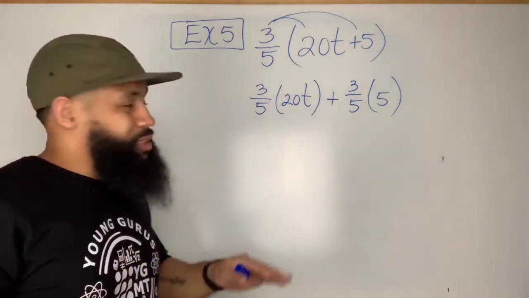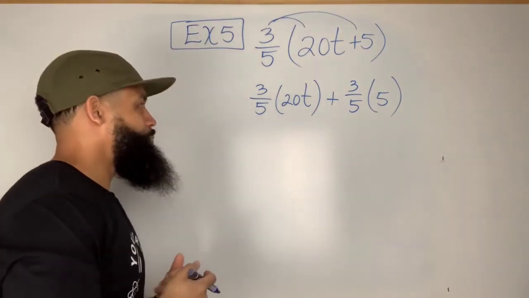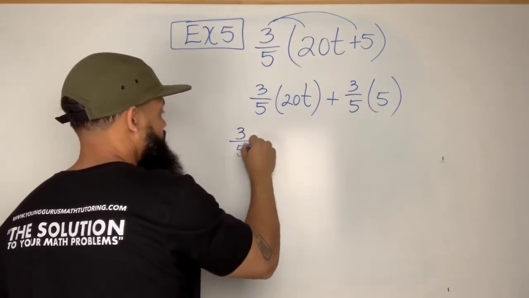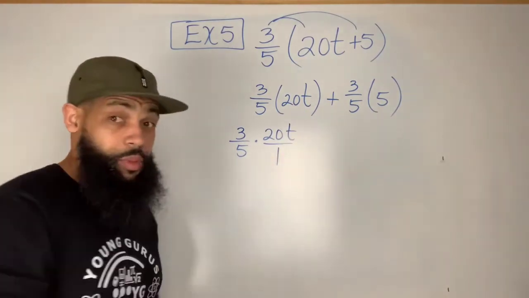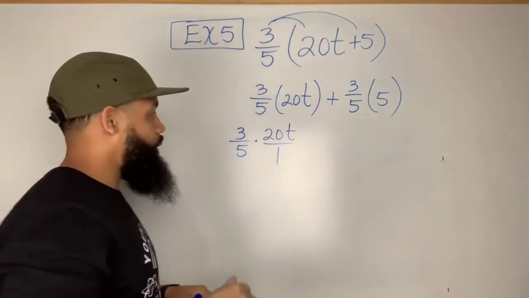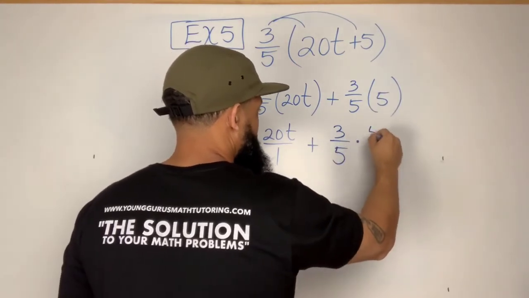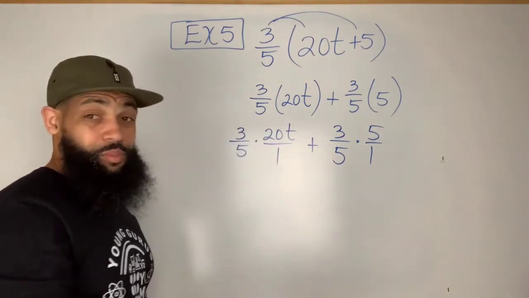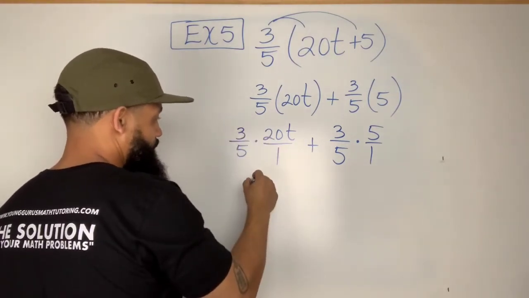Now, several ways to multiply this fraction. How you choose to multiply it is up to you. I'm going to show you 2 ways. I can say 3/5 times 20t over 1 by just making this 20t a fraction. Remember, we can make any whole number a fraction by simply placing it over 1. Okay? And then plus 3/5 will make this 5 a fraction as well. Okay? When I do that, remember, when we're multiplying fractions, numerator times numerator. So 3 times 20 is 60t.